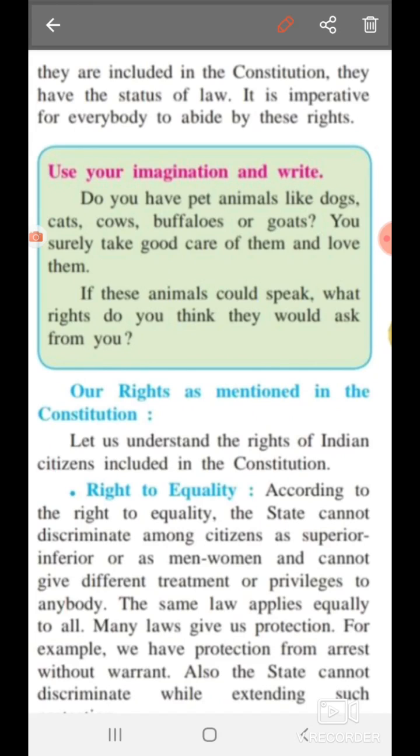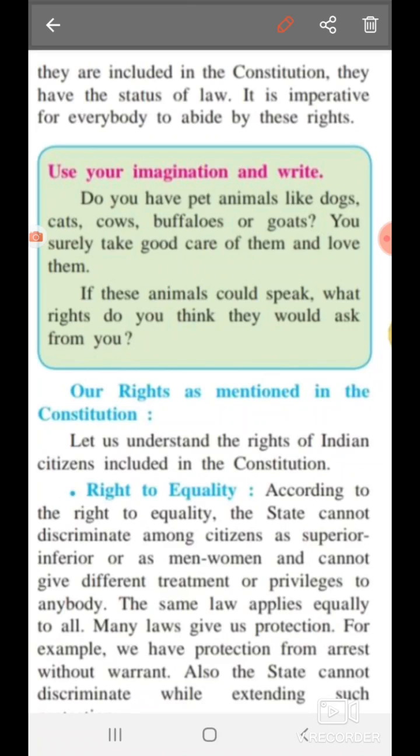Now let us learn some of the rights which are given in the Indian Constitution. The first one, right to equality. As the name itself suggests, equality means what? No difference is made between superior or inferior, or man, woman, and no different treatment should be given to anybody. The same law is applicable to all.